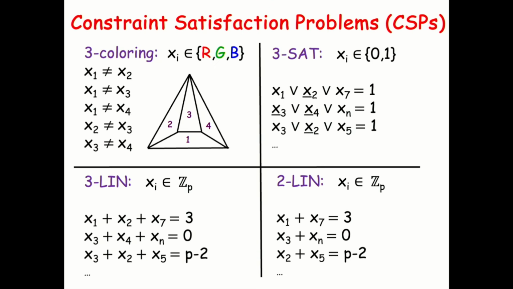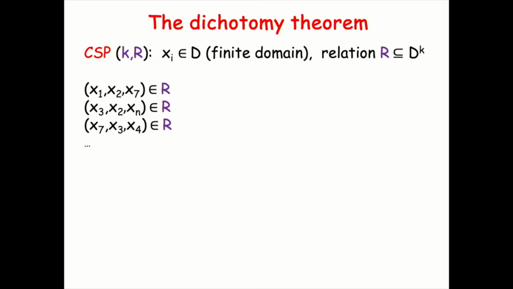You can also ask about 2 variables per equation, and we'll see that it is interesting to distinguish between them. Anyway, this is a collection, you can imagine the collection of all constraint satisfaction problems. Again, most problems we tackle have this form. So what do we know about this? I want to talk about this dichotomy theorem.